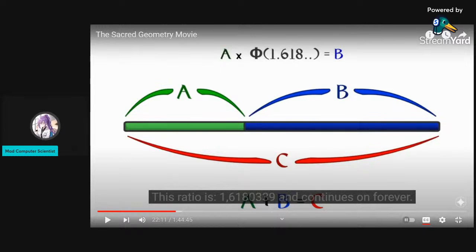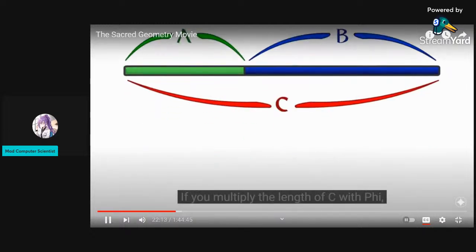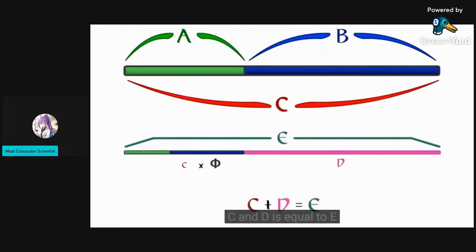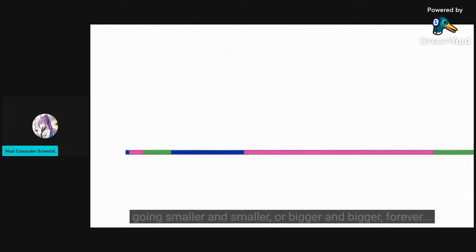If you break a rod into 2 parts of a certain ratio, if you add those 2 parts of that ratio together, you get the length of the whole. On forever. If you multiply the length of C with phi, it will create the exact same image, only bigger. C and D is equal to E. This ratio could then span on forever, going smaller and smaller or bigger and bigger.